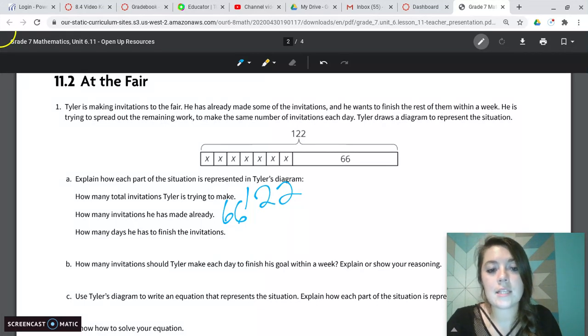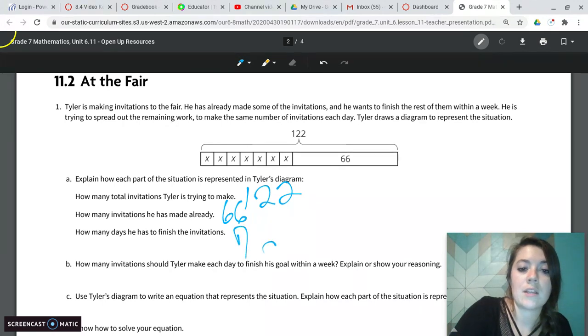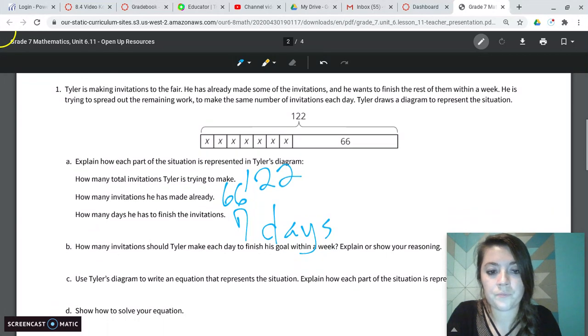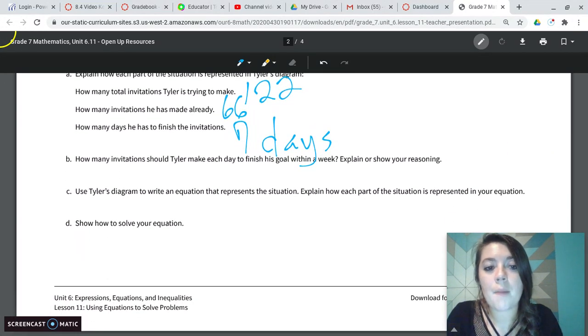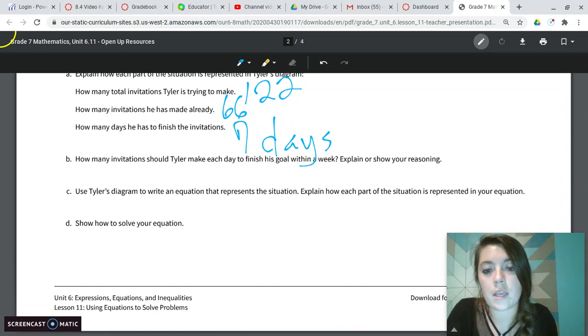And how many days does he have to finish these invitations? So if we look, how many X's do we have? So 1, 2, 3, 4, 5, 6, 7. So we have 7 X's, so he has 7 days to get these invitations completed. So for part B, how many invitations should Tyler make each day to finish his goal within a week?